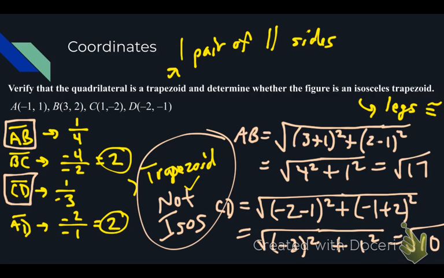You gotta use slope to see if it's a trapezoid, and then take the two legs, do your distance, and see if they're the same to determine if it's isosceles or not. All right.